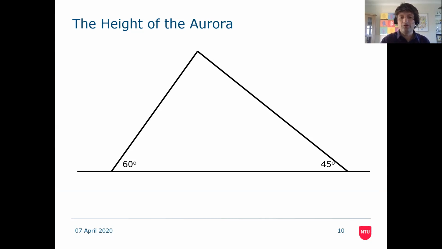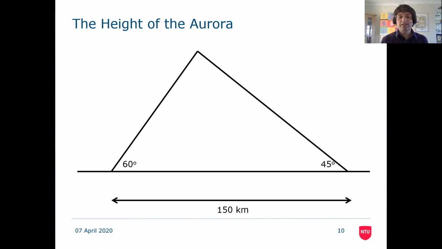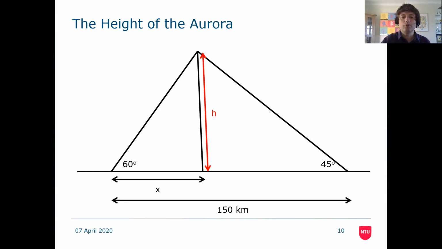So let's work through that together. We might know how far these stations are apart. Just for example, let's say they're 150 kilometers apart. So somewhere between those two stations are the northern lights, and they've got some particular height. We'll call that h. What we don't know is how far they are away at the ground from either observing station. So let's call this distance x, and let's call this distance y. So now we've got everything we need to solve this problem.